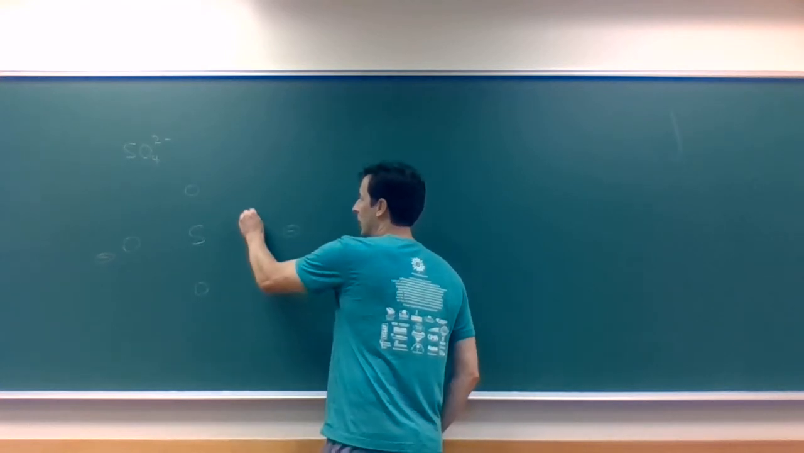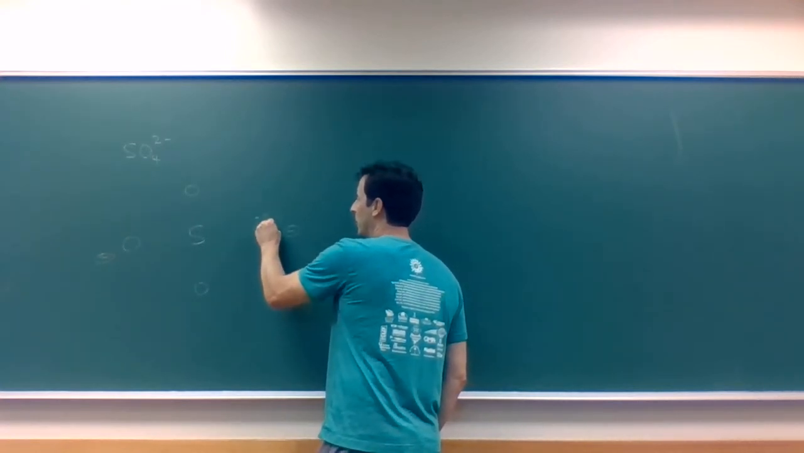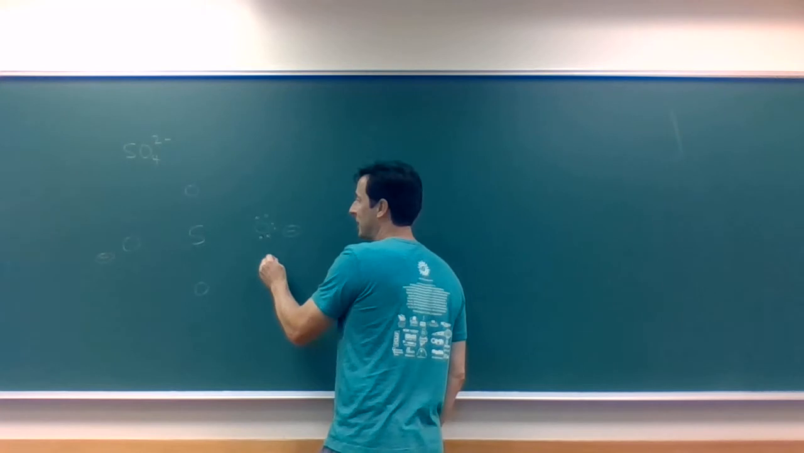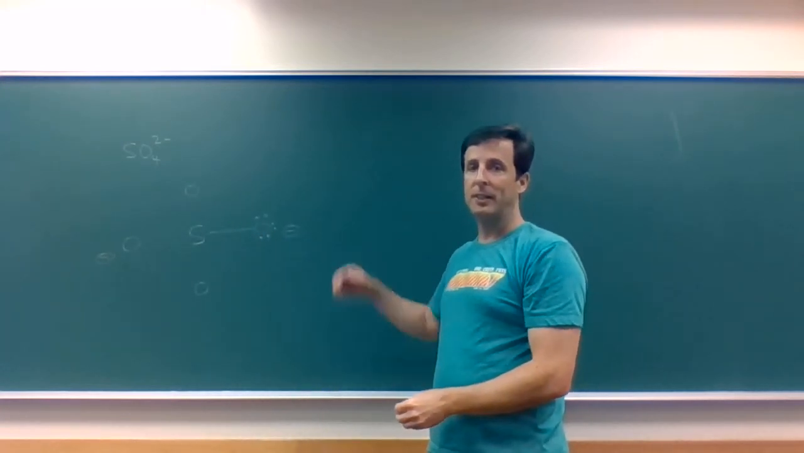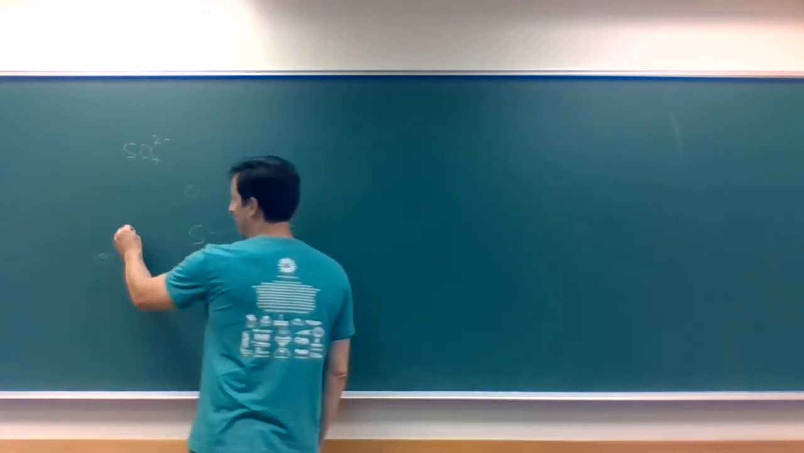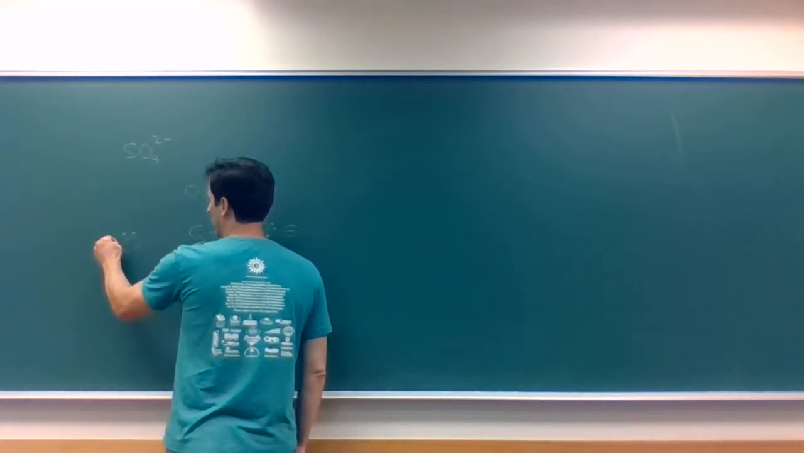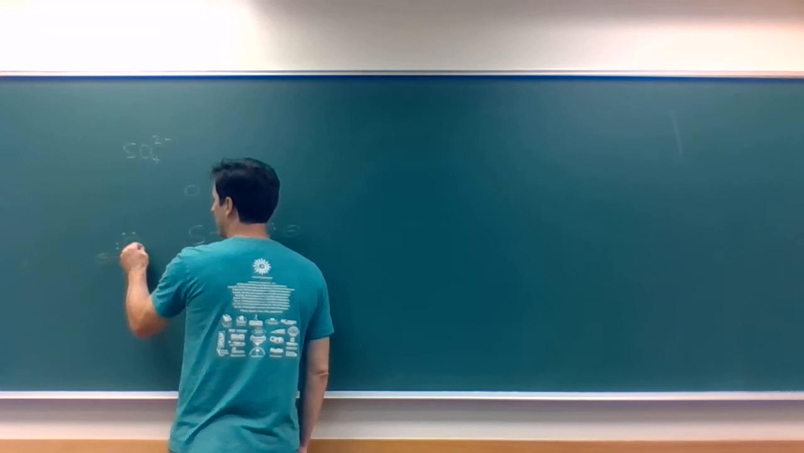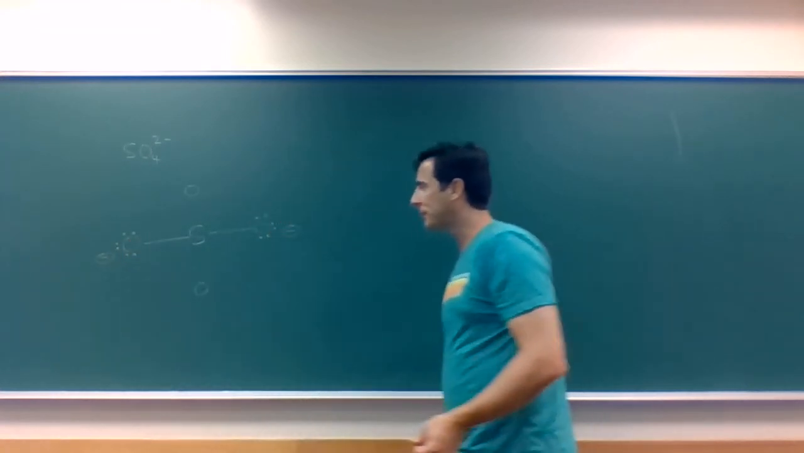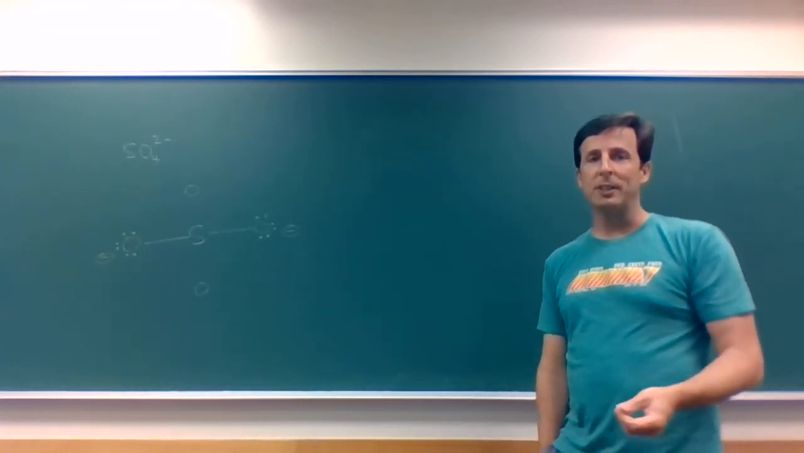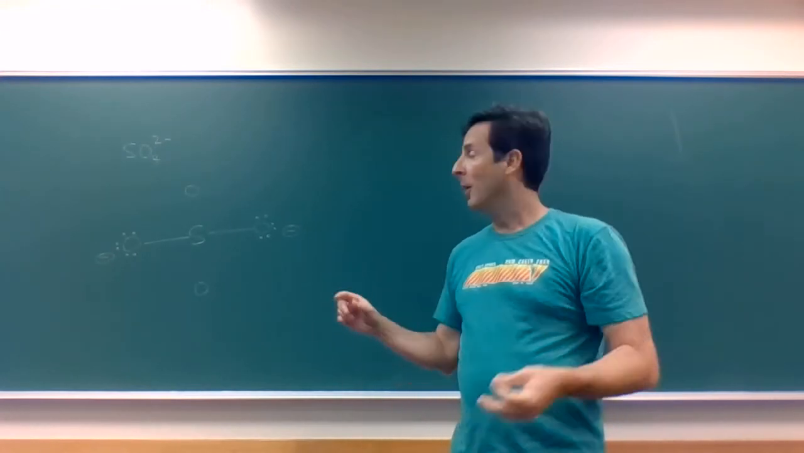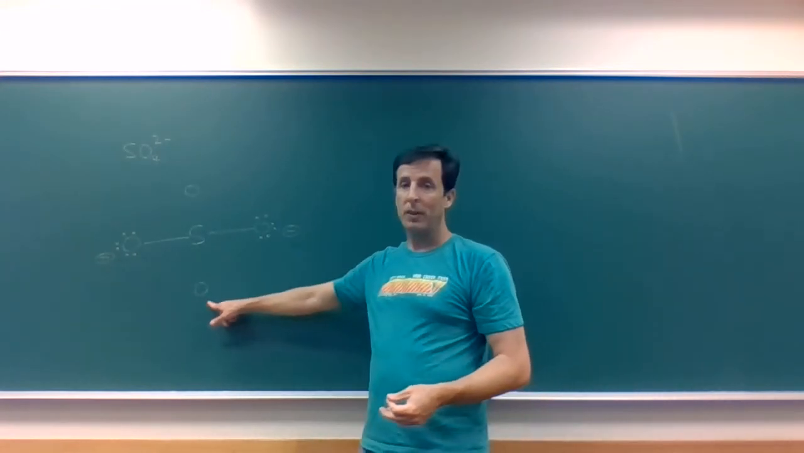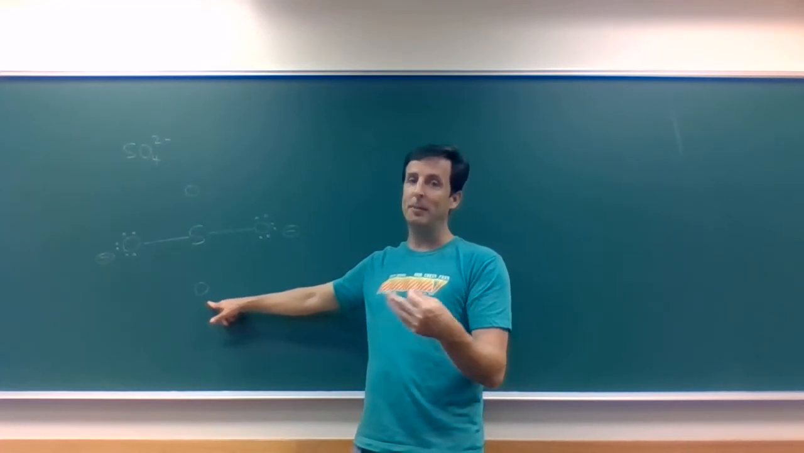So 1, 2, 3, 4, 5, 6. The 7th electron is going to form a bond to sulfur. So that oxygen is happy. I'm going to do the same thing on the other side. 1, 2, 3, 4, 5, 6. Make the bond. So those 2 oxygens, by giving them an extra electron, they don't have to make as many bonds as normal. But this oxygen, he doesn't have a negative charge. He has to be normal.